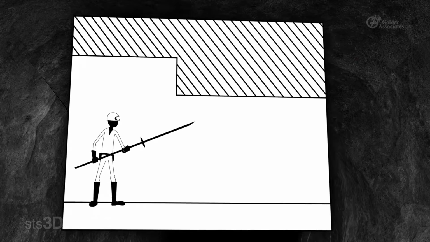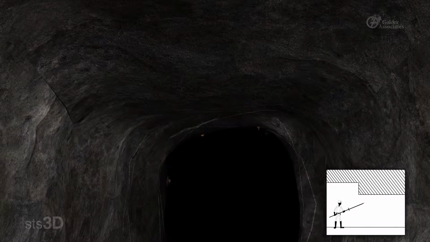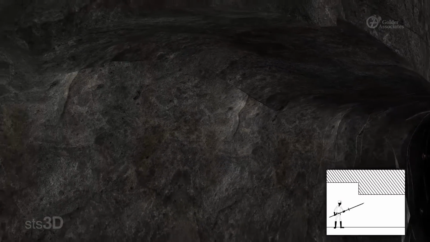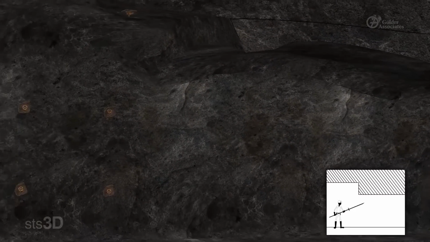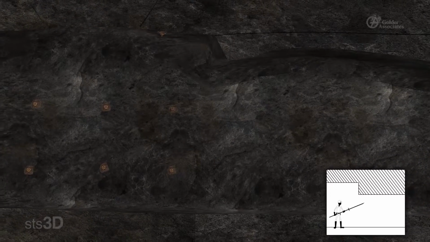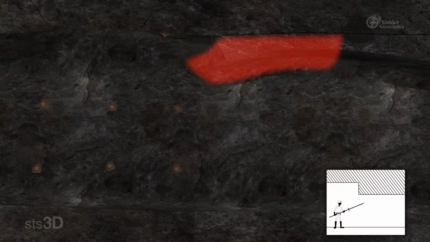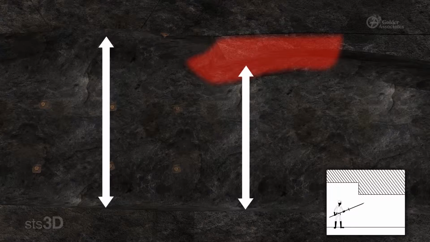Brows. Brow features are planes in the roof that have been exposed by mining activity and typically form a step in the roof. They are typically found along a geological structure, either a bedding plane or joint. Sometimes the roof may be higher because of brows.